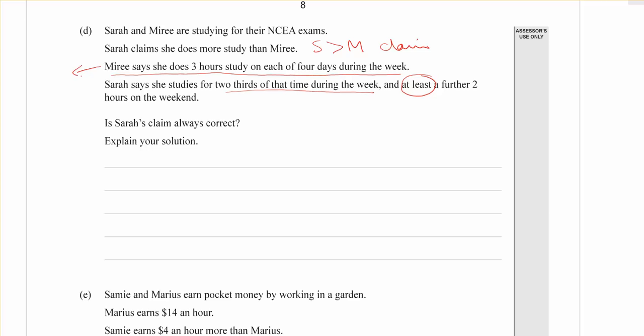So I can see that Marie does 3 times 4 is 12 hours per week. As Sarah says, she studies for 2/3 of that time. So we could start by finding 2/3 of 12. Well, 1/3 of 12, 3's into 12 go 4, so 1/3 is 4. So 2/3, 2 times 4 would be 8 hours. So that's for Sarah, and she does at least a further 2 hours on the weekend. Plus at least 2 more. Now we need to get some algebra here.